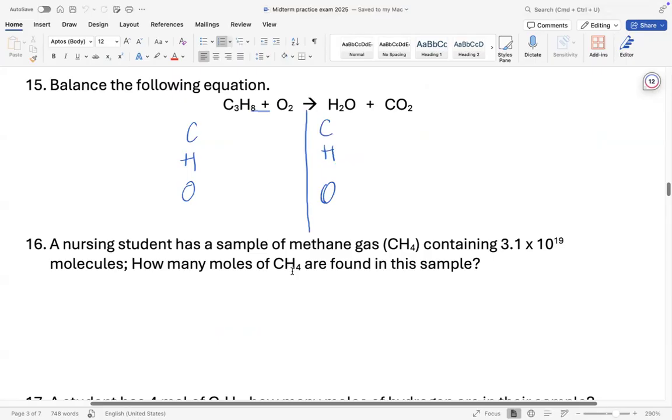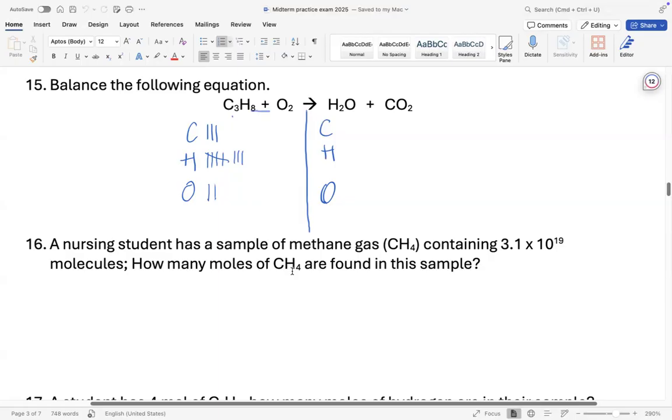So I have 3 carbons, 8 hydrogens, 2 oxygens. I got all of those from the subscripts. So that's 3, 8, 2. There are no coefficients out front yet, so I'm not multiplying those by anything.